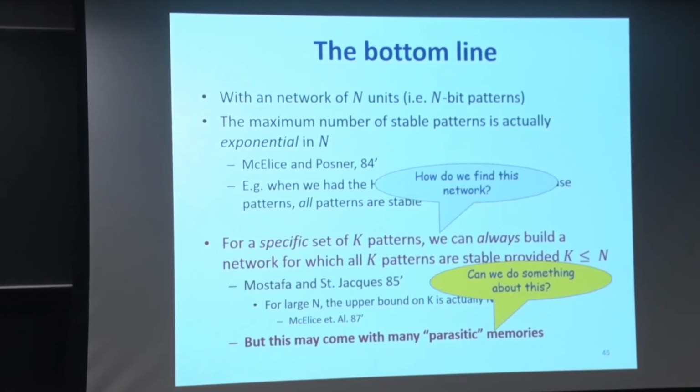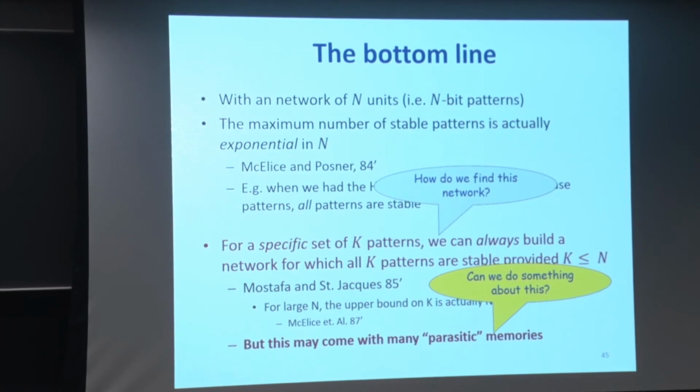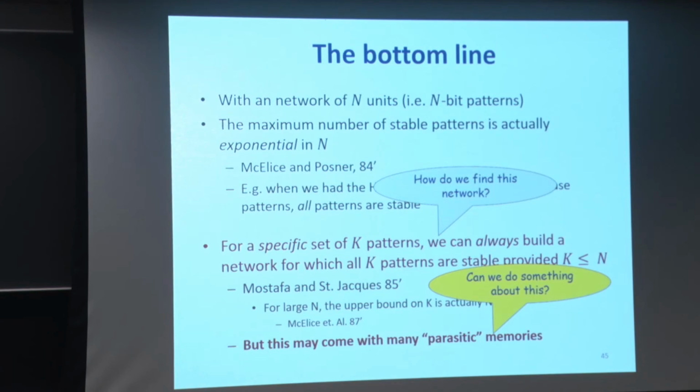But then I want a second characteristic. I don't want to have too many parasitic memories. I want to store those k patterns. I do not want to store other patterns, meaning I want those k patterns to be energy wells, but I don't want other energy wells, right? So how would I do this?